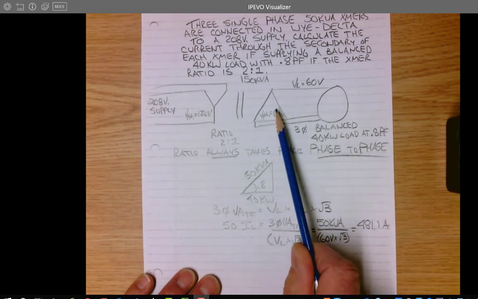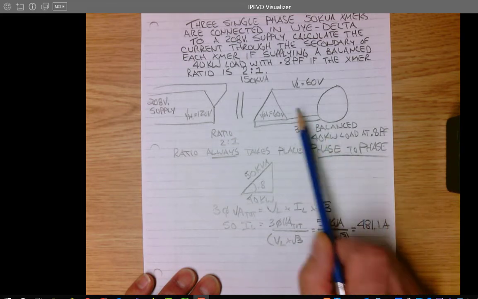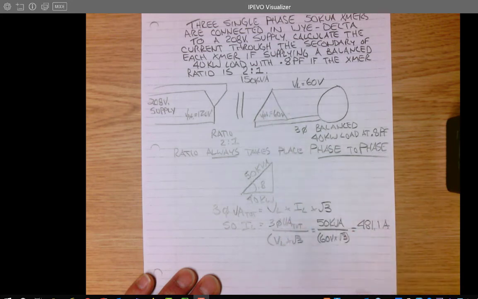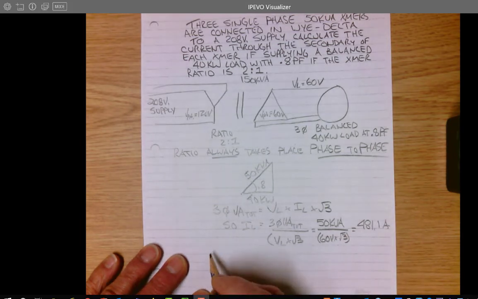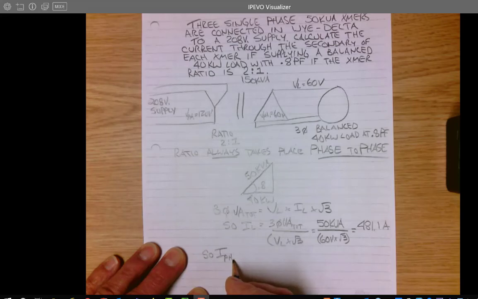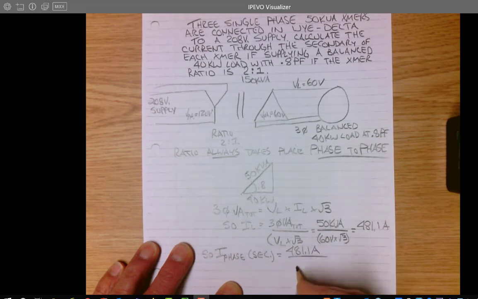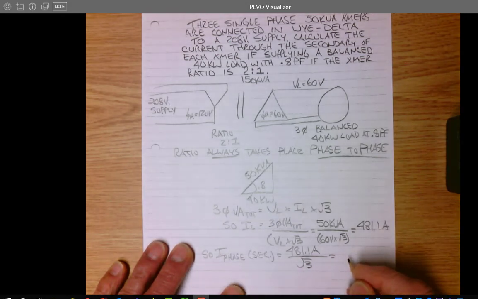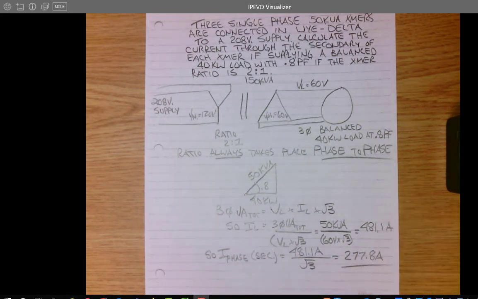Now it's pretty straightforward. If what we're looking for is the phase current on this delta secondary, in order to supply a line current of 481 amps to the load, the secondary current in each phase of my delta connected secondary would have to be root 3 less, because in a delta the phase current is the line current divided by root 3. So I phase secondary equals I line divided by root 3, 481.1 amps divided by root 3, which is 277.8 amps. So that is the phase current that we're looking for with this question.